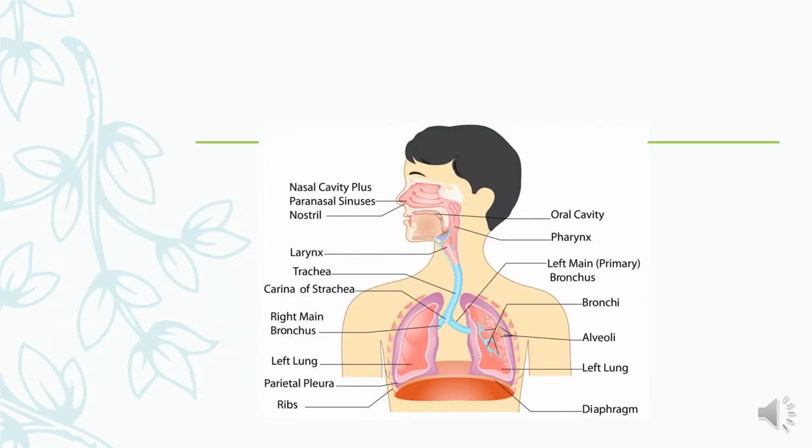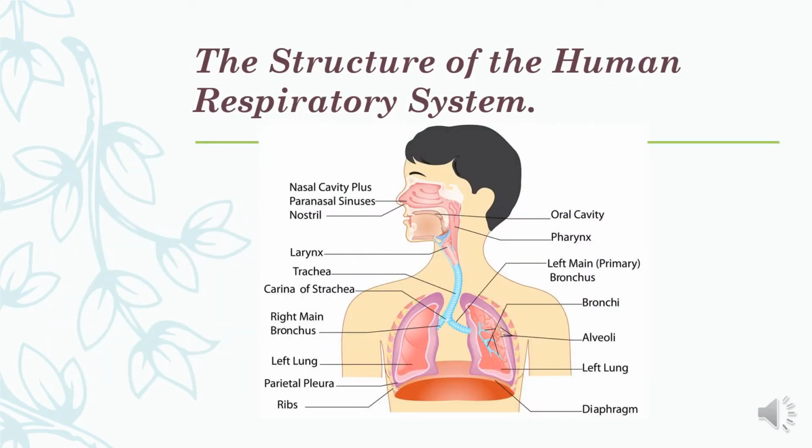Okay, so let's quickly look at the structure of the human respiratory system. Now, as you can see, when you look here at the top, you'll see that there's a nasal cavity, which is just behind the nostril. You have an oral cavity, a pharynx, and a larynx, then the trachea, and then you have your left bronchus and the right bronchus. Okay, you also have then a left lung and a right lung.